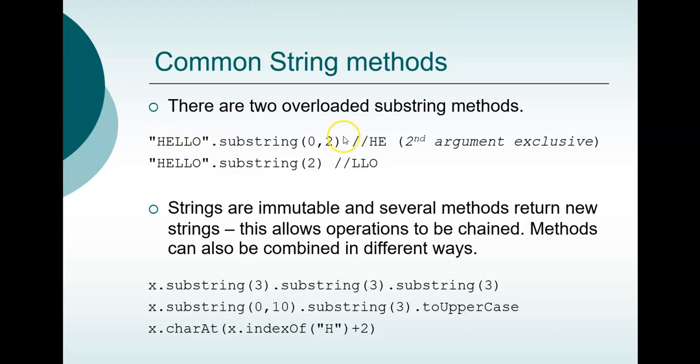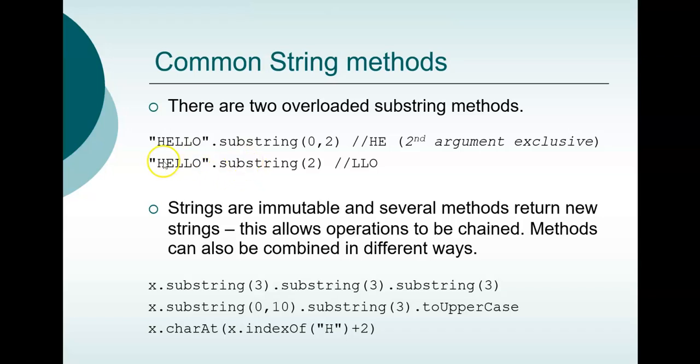Now, in the first line, we are saying that we want to pick a string starting from location 0, that's the beginning index, and ending at location 2. Now, the second argument is exclusive. So when it says start from location 0 and end at location 2, it means this is 0, this is 1, 2 is not included. So here we are going to have H, E.